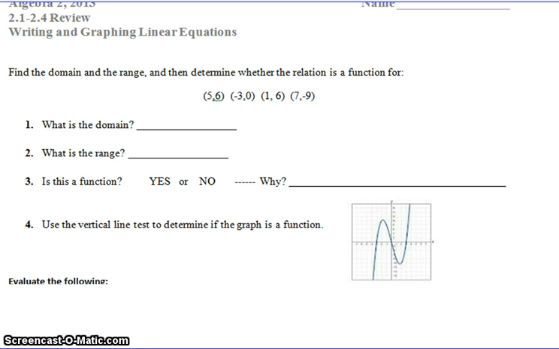So we're going to start off with, this whole thing starts off with domain and range. And this is actually where you're going to start when you get into pre-calculus. The first part of pre-calculus is domain and range. Big part of many higher level math courses.